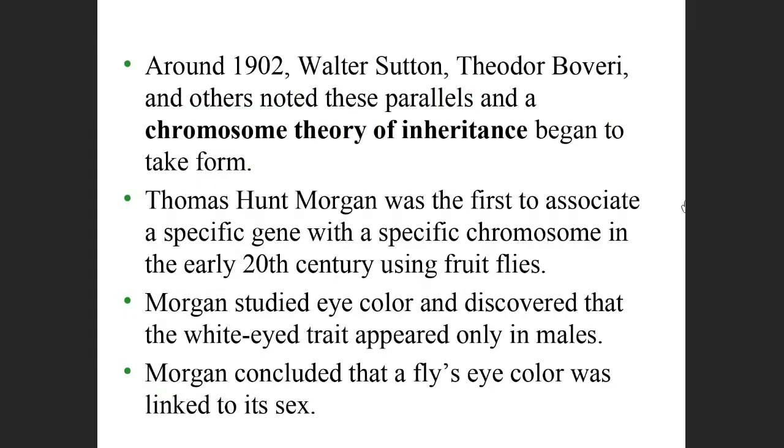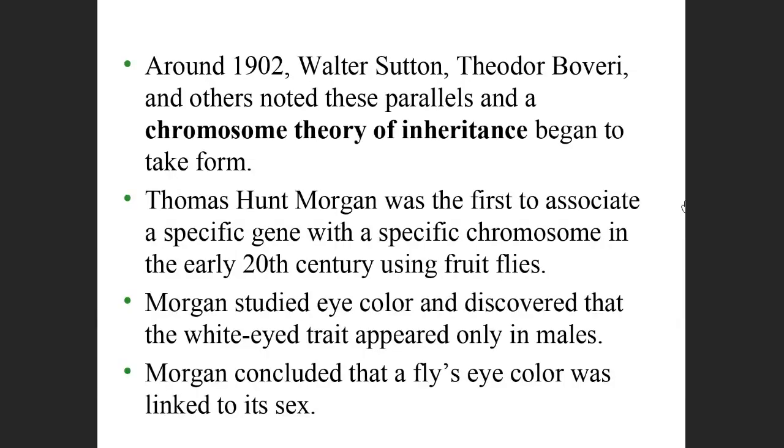So again, in the early 1900s, scientists began to develop the chromosome theory of inheritance. The idea that all those heritable factors are on these chromosomes, and they get passed on from parent to offspring, and that's the basis of inheritance. Thomas Hunt Morgan was the first to associate a specific gene with a specific chromosome. He did this in the early 20th century using fruit flies.